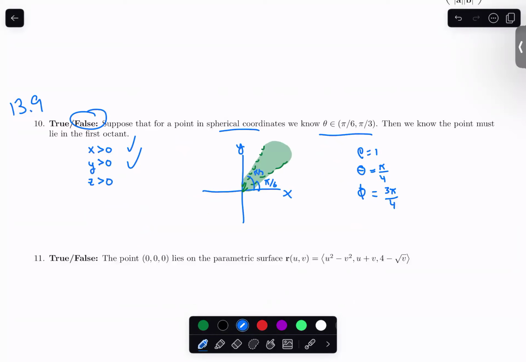And now that you see how you think about this sort of problem, you can get there a little bit faster: theta only tells you about the xy stuff. It only tells you left and right. It doesn't tell you anything about up and down. So there's no reason that z has to be positive. So it must be false.